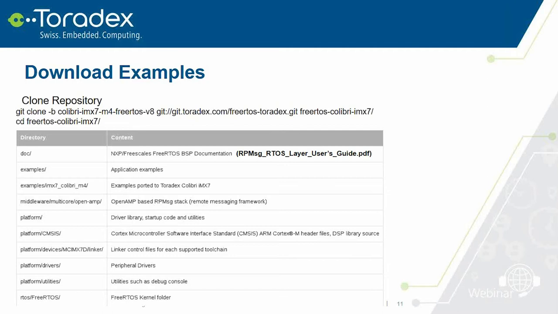if you are going to use communication between two cores. Then we have the examples. Inside examples, we have the i.MX 7 Colibri M4. This will be the folder I will really play around with today. That is the folder with all the examples supported for our module.